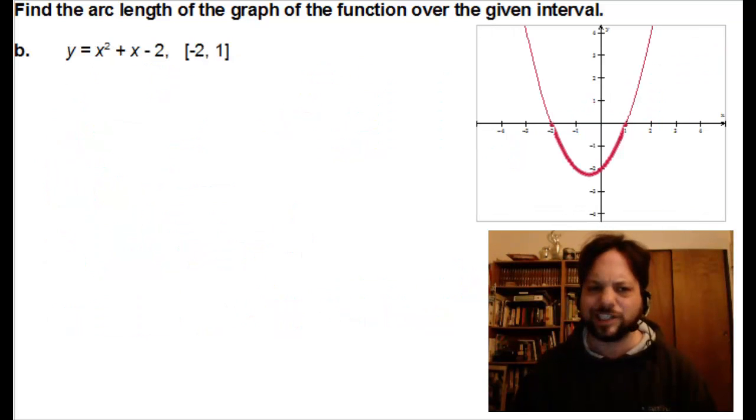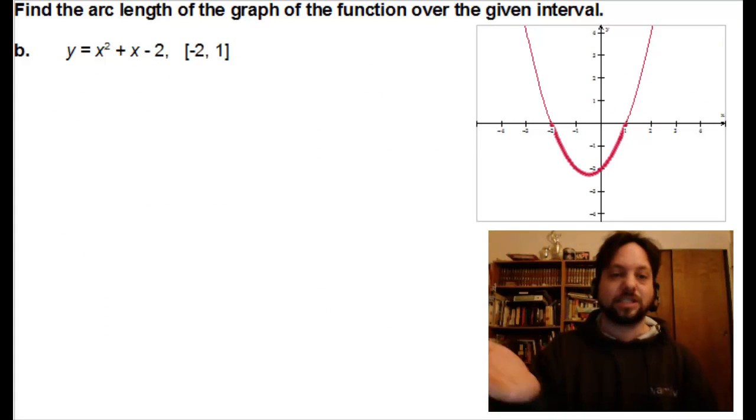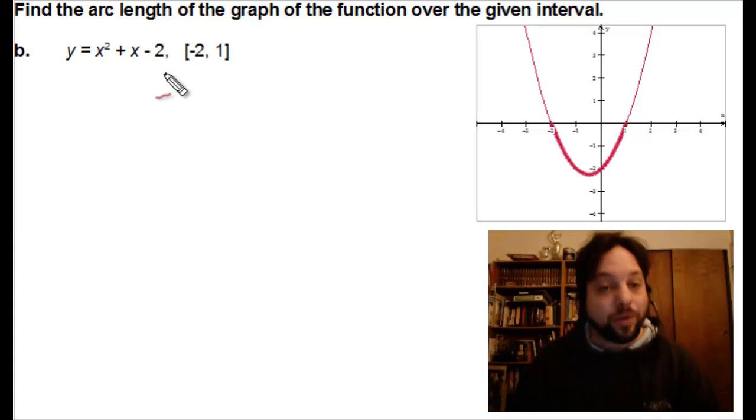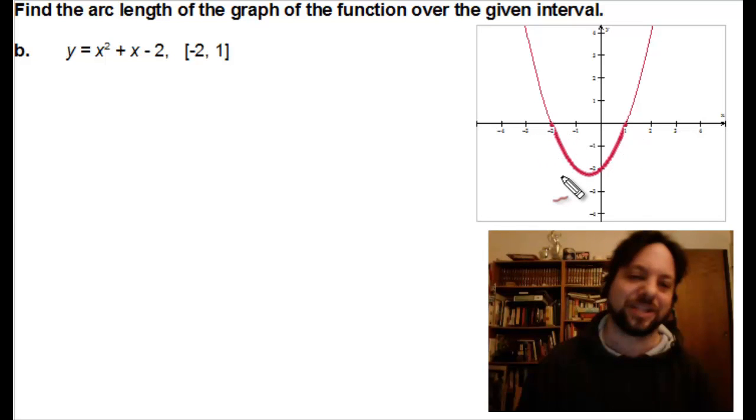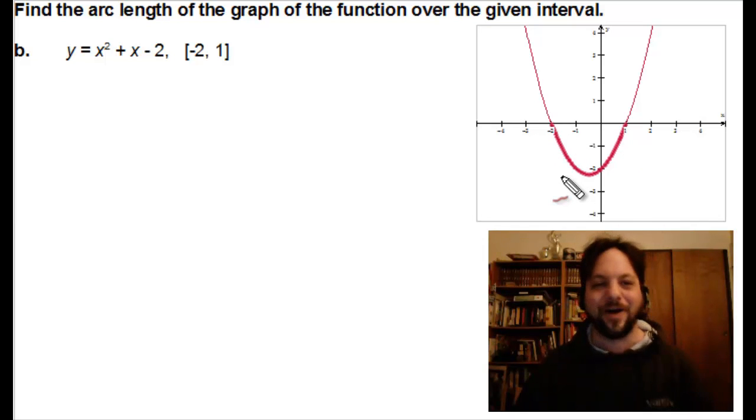Wait a minute, did I just say that example B was going to be evil? This doesn't look bad at all. It's simply a quadratic function, and we're just trying to find the arc length between its 2 zeros. How hard could this be? Well, here's the thing. I never said it was going to be hard. I just said we wouldn't be able to do it by hand. And let me show you why.